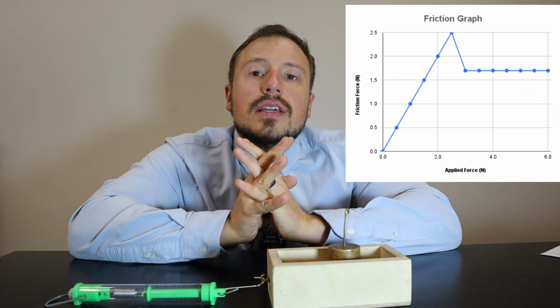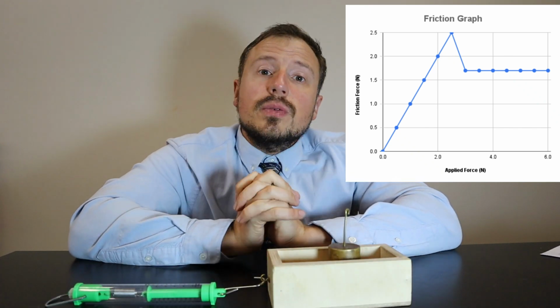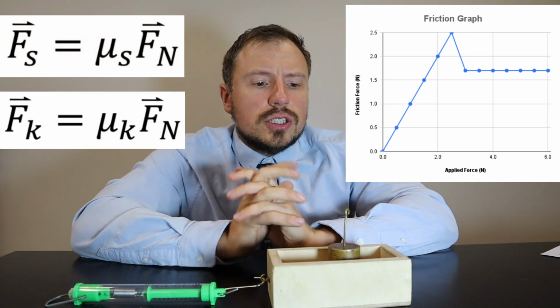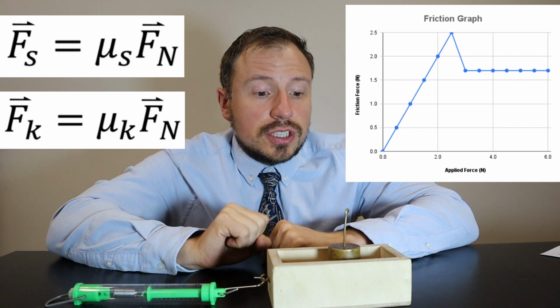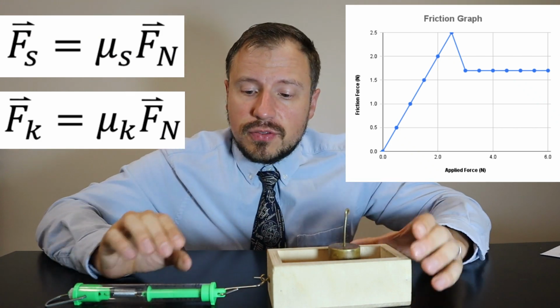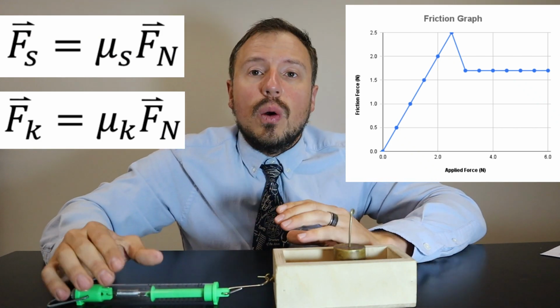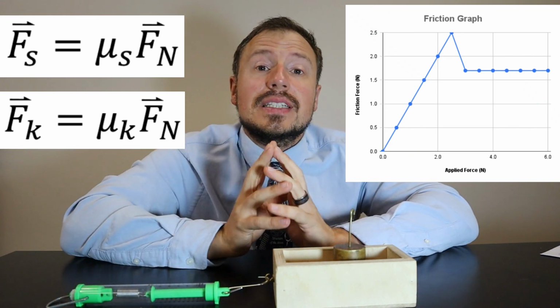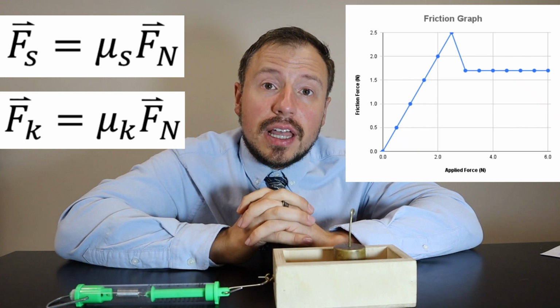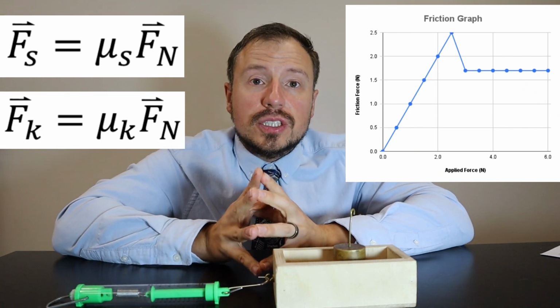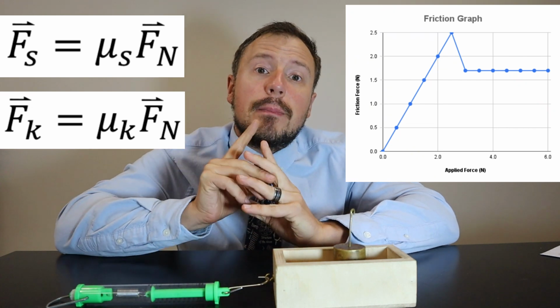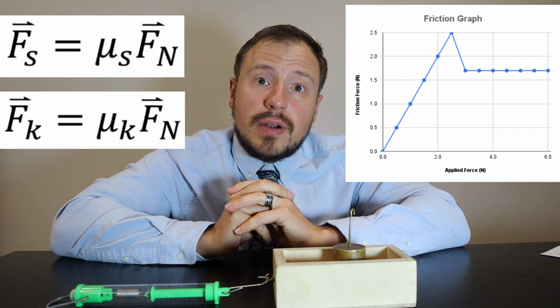So let's take a look at the equations for friction. There are two equations, one for static friction and one for kinetic friction. Let's take a look at the static friction first. When we're calculating static friction, remember, static friction always matches the applied force until it starts sliding. Now this equation is going to calculate the maximum force that you must apply to overcome static friction. It's basically that point in the friction graph.